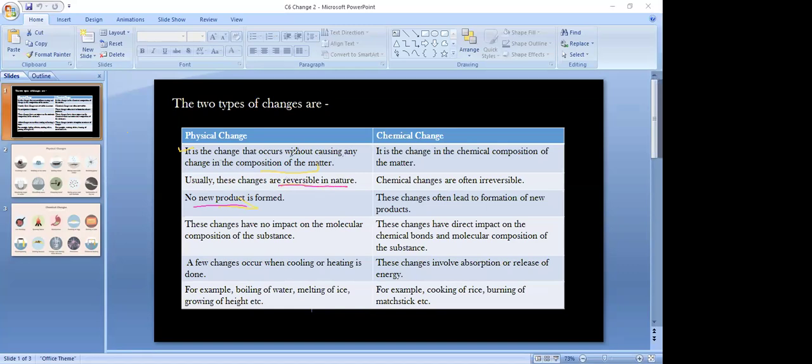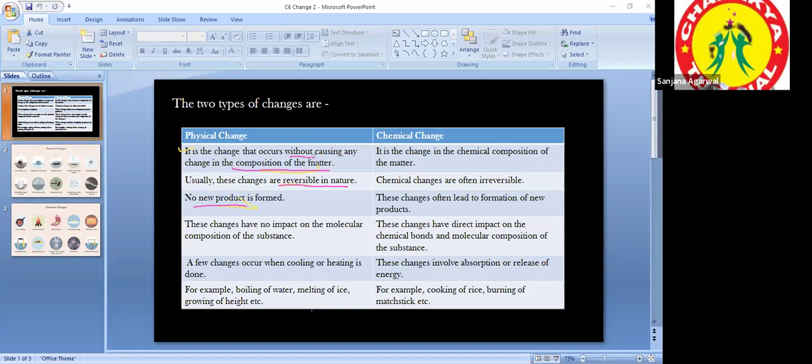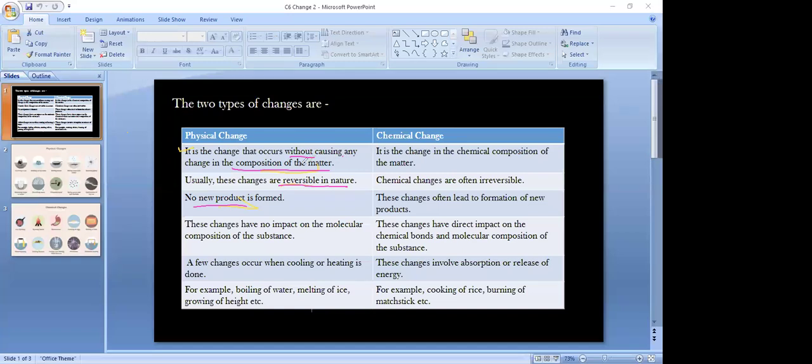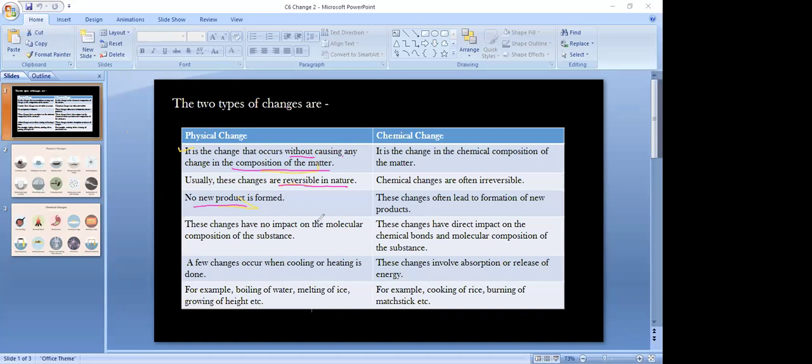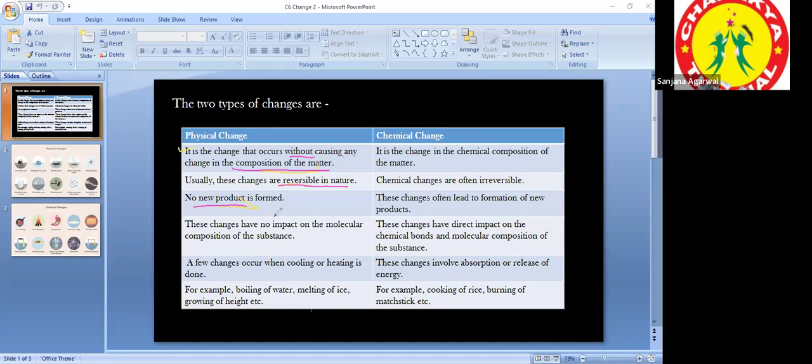Some change in the size, like, ma'am, when we blow a balloon, the balloon increases its size. And if we allow the gas to release out, then the balloon occupies the same shape. Okay, so inflation and deflation of a balloon is a physical change. Very good. Again, no change in chemical composition, no new product is being formed. These changes have no impact on the molecular composition of a substance. And a few changes occur when cooling or heating is done, like evaporation, condensation, sublimation, freezing, etc., which means change of one state of matter to another. In most cases, it is a physical change.